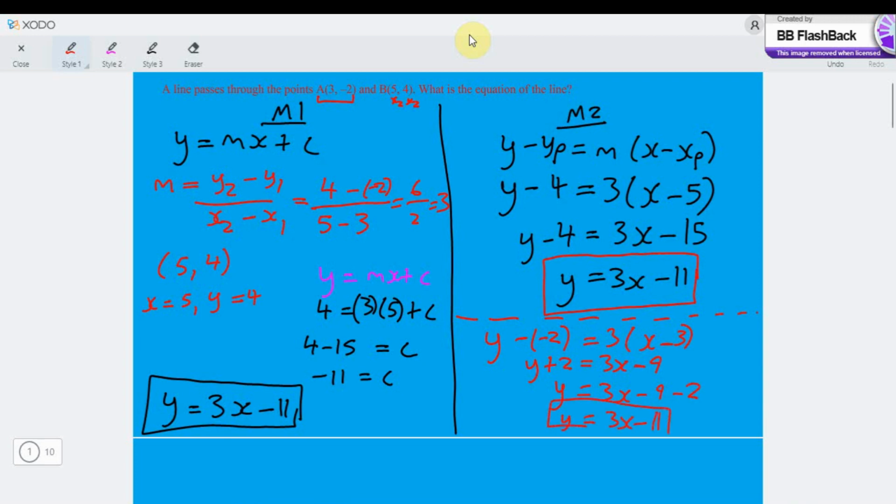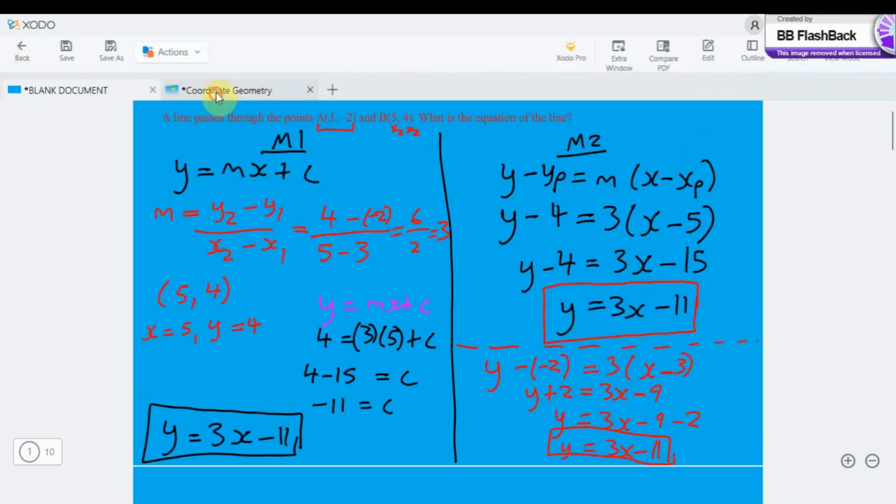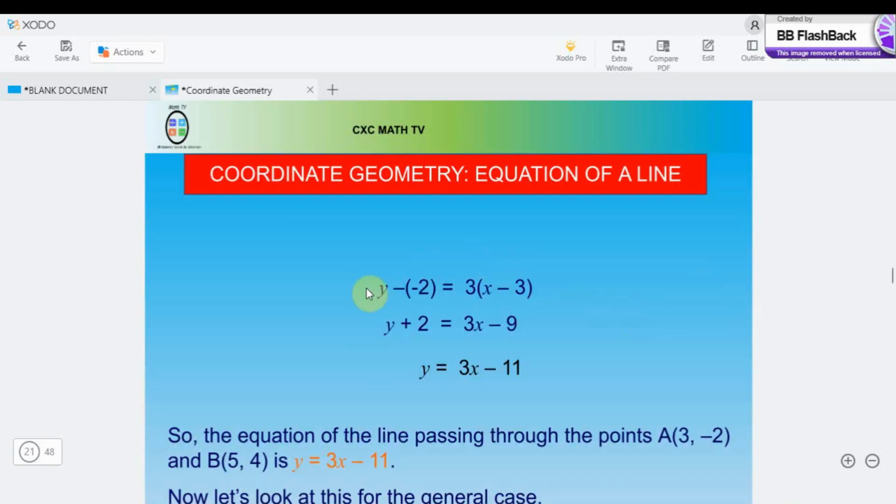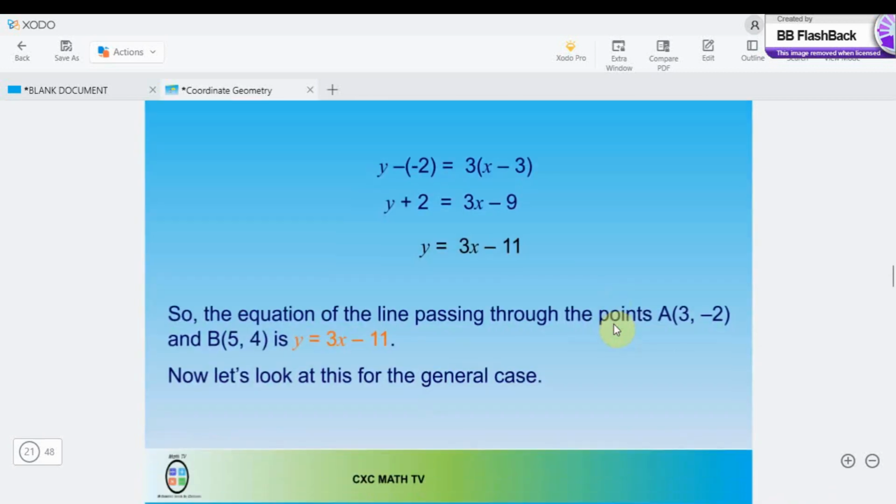So it doesn't matter which one of the points you decide to use, right? It doesn't matter. Either way, you can choose which one you want to use. So that's what I wanted to show you. In the example here, I decided to use the second method, I believe. Alright, so we got the equation of this line.